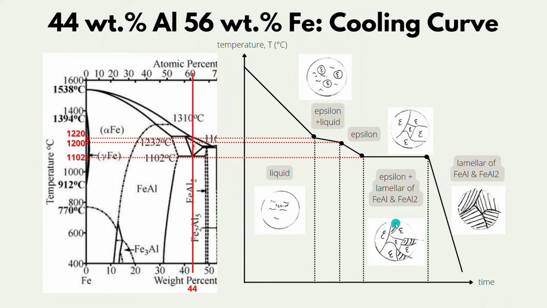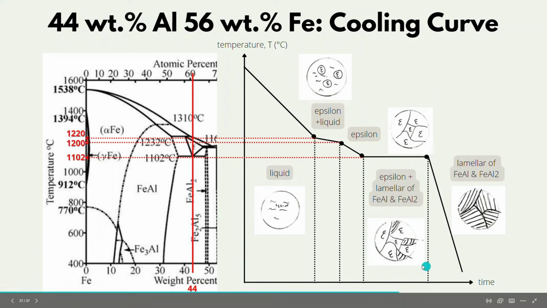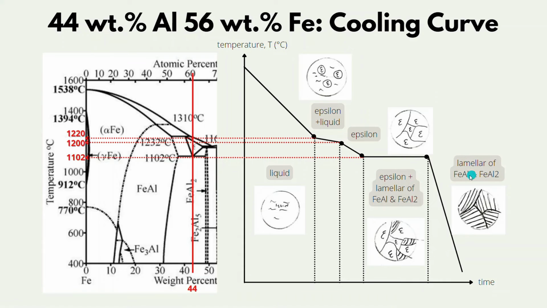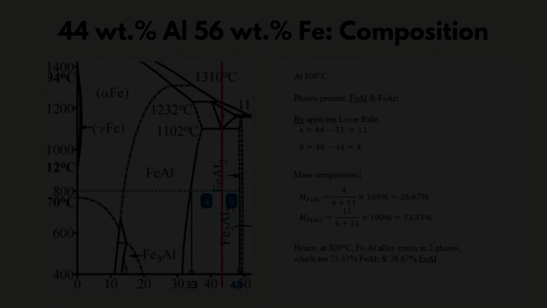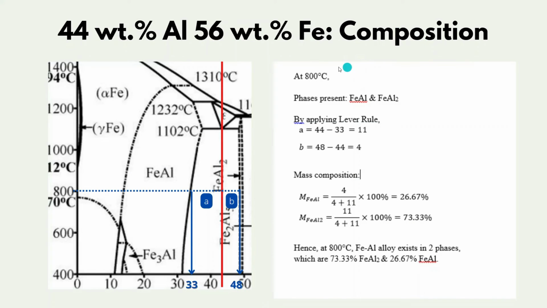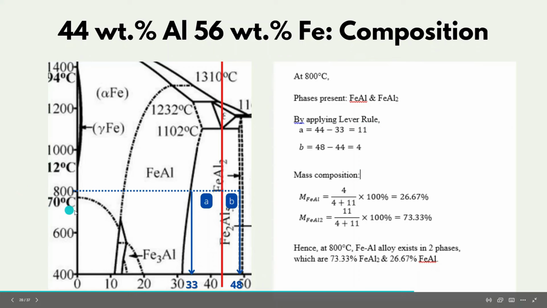This microstructure of lamella will grow larger and larger upon time, and once it reaches a certain time here, the only microstructure that exists is lamellar structure of FeAl and FeAl2, and at room temperature only this microstructure will exist. And now we could calculate the composition of this alloy at 800 degrees Celsius.